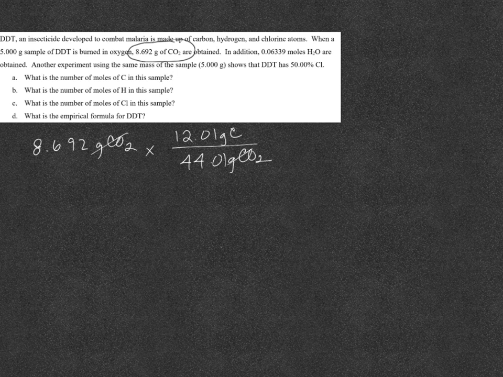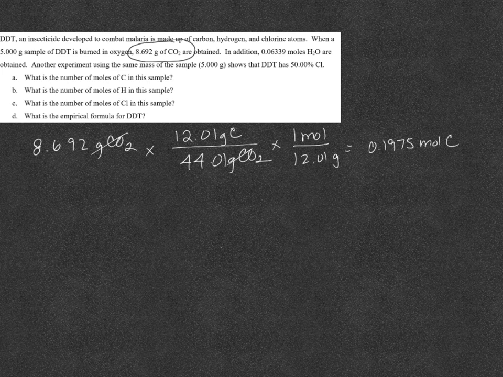And the grams CO2 cancel. Then I'm going to multiply, because it's asking for moles. I'm going to multiply times 1 mole, 12.01 grams. And I get 0.1975 moles.